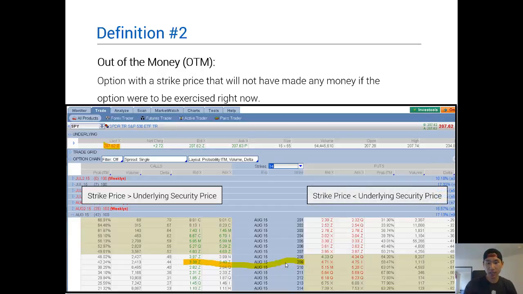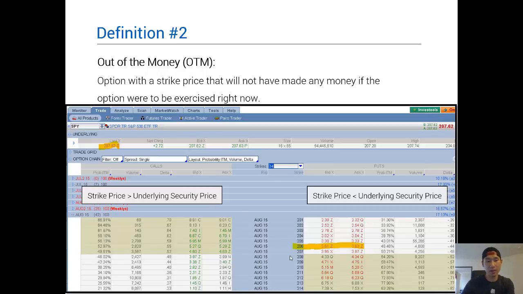On the put side, it's when the strike price is less than the underlying security price. Going back to a similar example, let's say we have a 206 option, and remember with puts you're selling the stock, or you might be shorting the stock. And whenever you sell something, you want to sell it at a higher price. So it'd be better for you to go out and sell the stock at 207.62, which is the current market price, rather than sell it at 206, which is a lower price. And so that's out of the money.